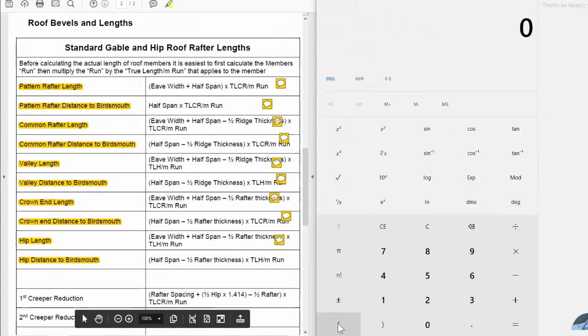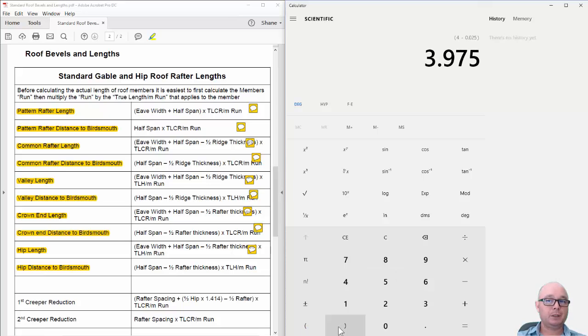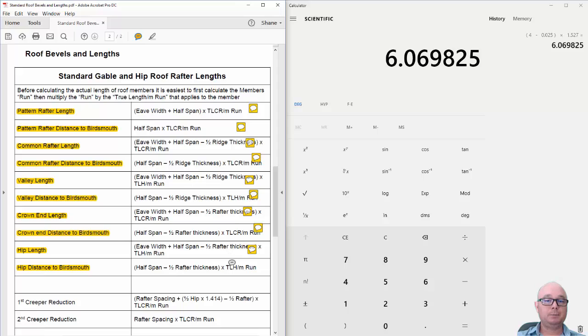So inputting that into the calculator, starting again with the brackets, the half span was 4 metres, minus the half rafter thickness, which was 25 millimetres, input as metres, which is 0.025, close the brackets, that's our run, and multiply that by our true length of hip per metre run, which is 1.527, equals. So our hip distance to Birdsmouth is 6.070, because as you can see, the 8 would round the 9 up, which would bring the 69 up to 70. So I'll just put that answer there with a sticky note.